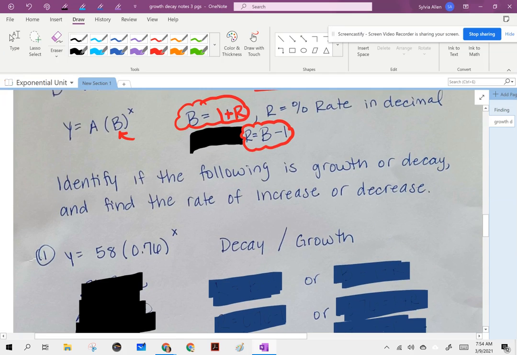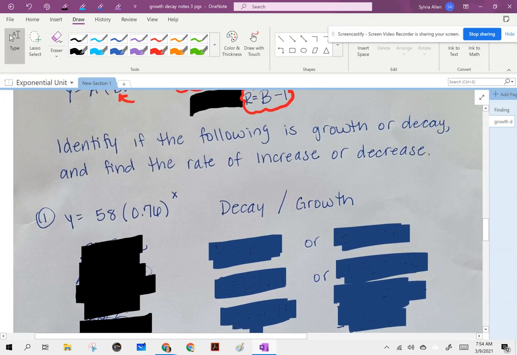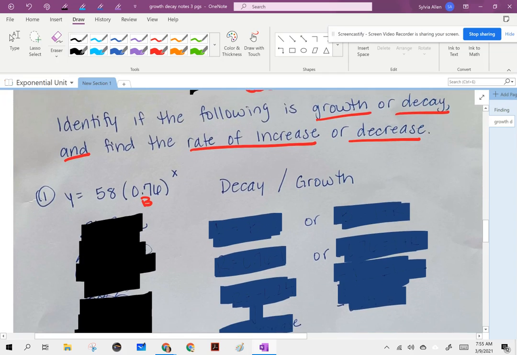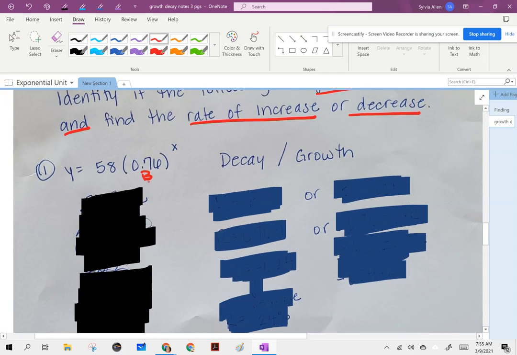So what we're going to do is identify if the following is growth or decay, and then find the rate of increase or decrease. So I'm not finding the B value. The B value is right here, and we look at the B value to find out if it's decay or growth, but the question's asking us for the rate of increase or decrease. So let's take a look. Hopefully you can determine if this is growth or decay. This is a number that's smaller than 1, so it's going to be decay.